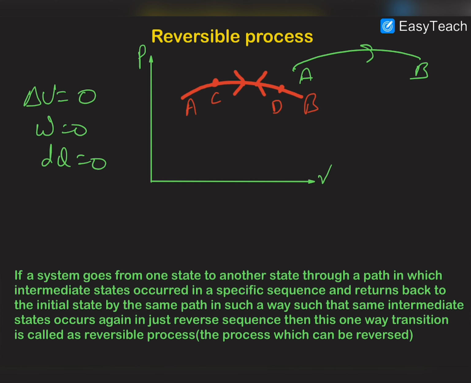And quasi-static processes, we have already discussed, are processes which occur infinitely slowly. So those all processes are reversible processes. So this was the complete analysis of cyclic and reversible processes, and in the next video we'll be bringing some more concepts of thermodynamics. Thank you.